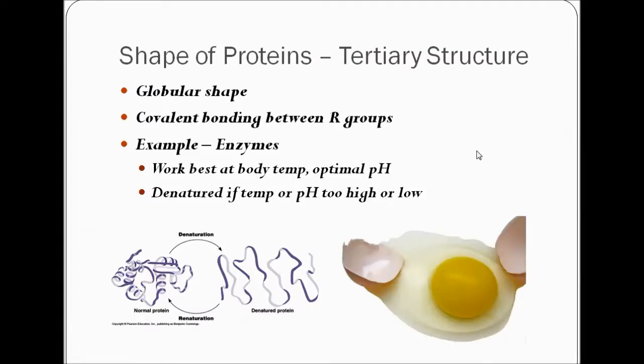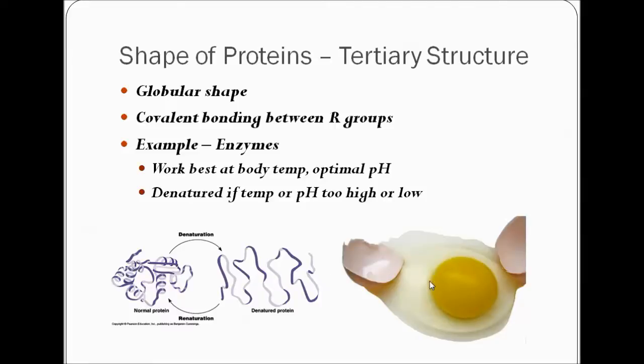Then tertiary, number 3. Now we have a globular shape going on. So instead of just hydrogen bonds, we now have covalent bonding between R groups. Enzymes do this, and that is why your body temperature and pH has to stay in a certain range, or your enzymes will uncoil, otherwise known as denatured.